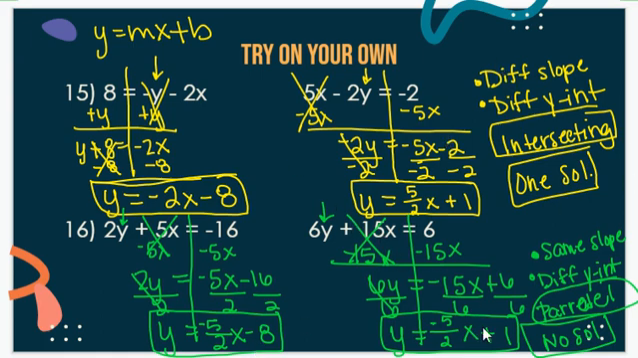So hopefully you understand now how to determine how many solutions by examining, but you have to have them in slope-intercept form so that you can examine if their slopes are the same or different, and if their y-intercepts are the same or different, to determine if they're parallel lines, intersecting lines, or coinciding. And then you can determine if they're going to have one solution, no solution, or infinite solutions.